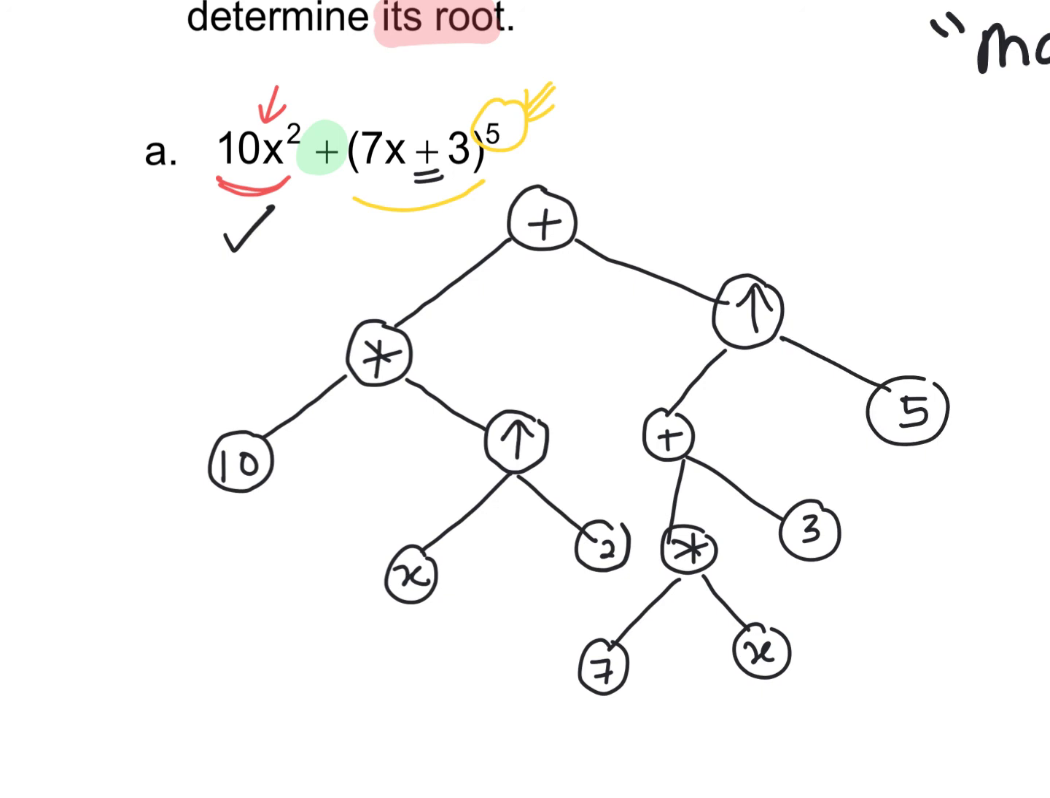Right. Okay, so let's check. So the question is 10x to the power of 2. So this part, 10 times x to the power of 2 plus 7 times x plus 3 to the power of 5. So with that we will get the original expression. So this is the binary tree for this expression.